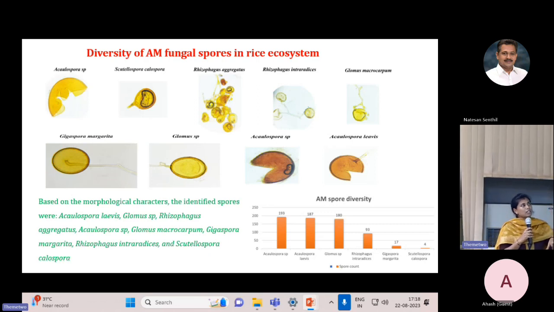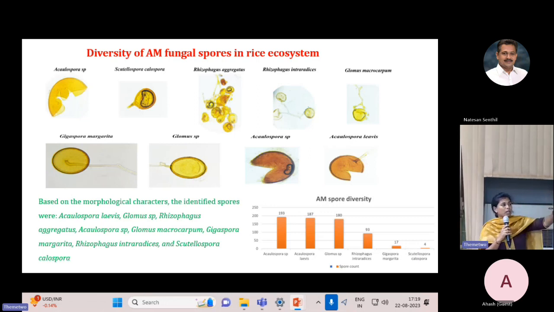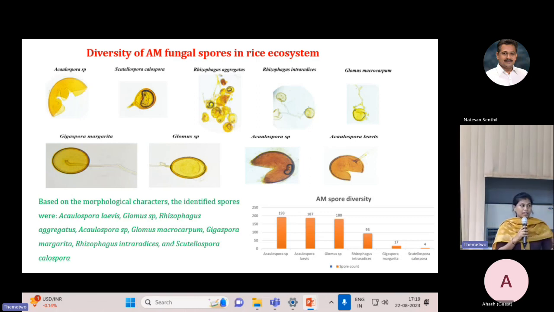This is the diversity. Based on the morphological characters, that is the spore shape, spore size, hyphal layer, and spore wall, the spores were classified. It was morphologically classified. So Acaulospora, Glomus, Scutellospora, then Rhizophagus, I found all these spores. Based on this, the diversity was found. In the rice ecosystem, Acaulospora was found to be more predominant.